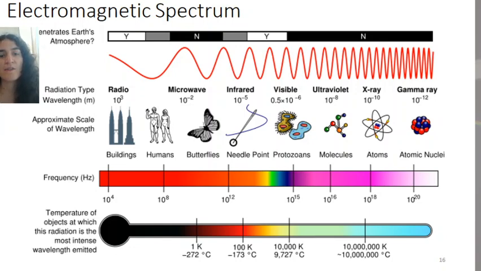Another thing that's demonstrated here is the black body spectrum. So it's actually telling you the corresponding temperature that an object of that temperature will glow at a color represented by this scale here, right?